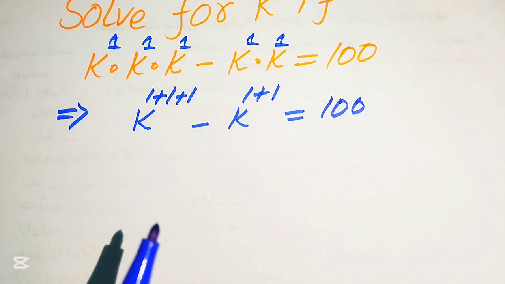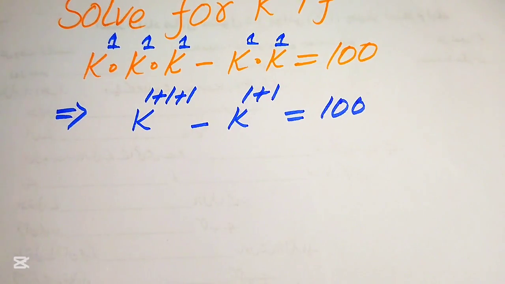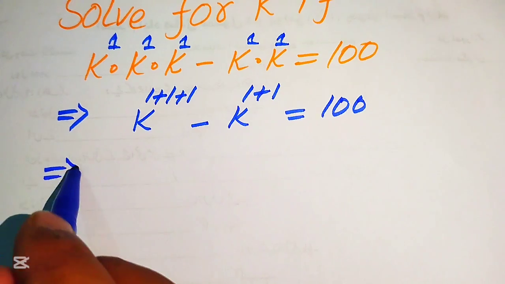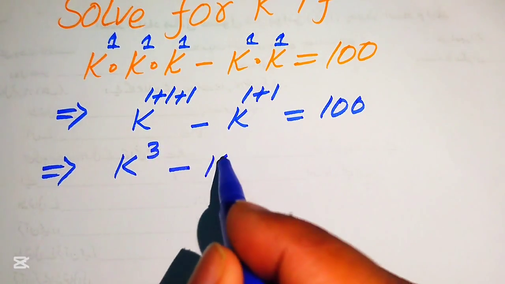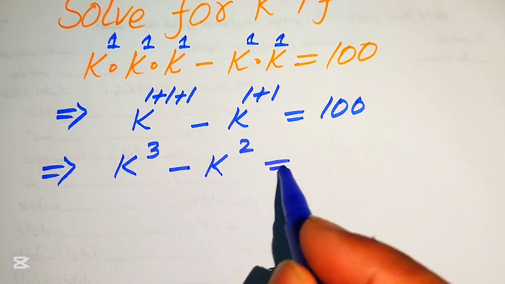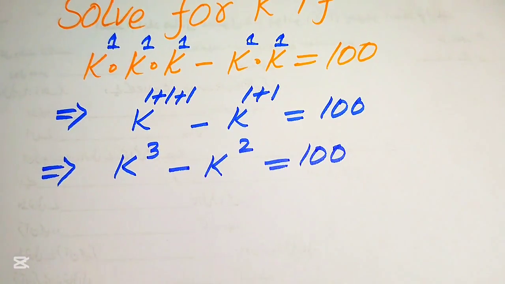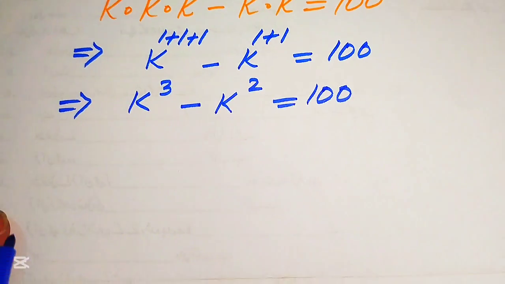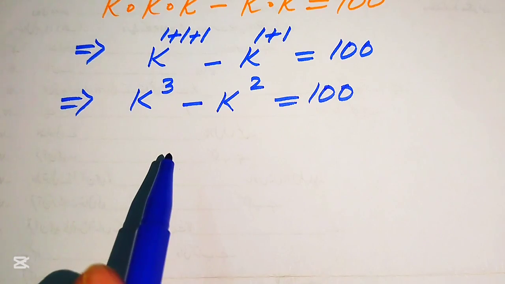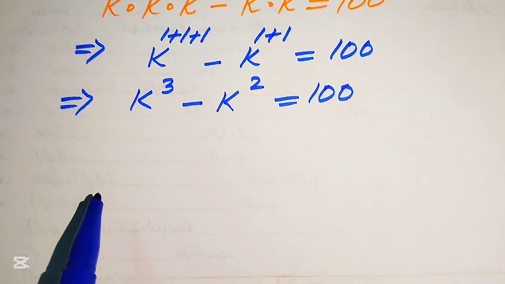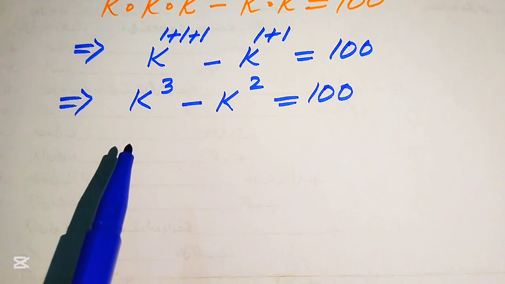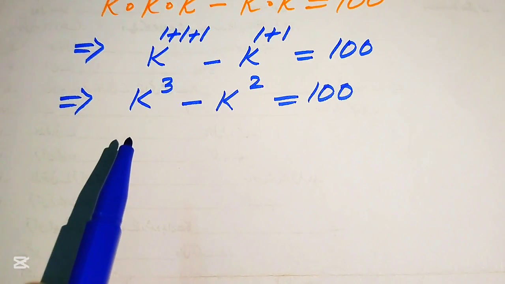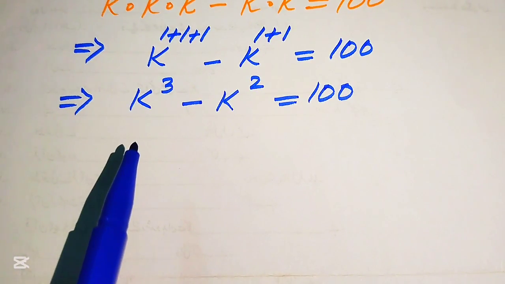Now in the next step we need more simplification, and we rewrite this equation as k cubed minus k square equals 100. Further in the next step, this equation becomes a cubic equation in the variable k. It means that this equation has 3 roots, so now we will find all 3 roots of this equation.